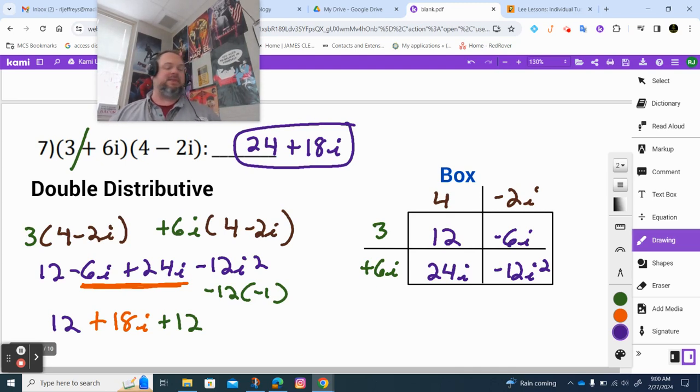Now, in the box method, it looks like I stopped. Once you multiply them, you pull them out and combine like terms, you're back where I was with the other colors.